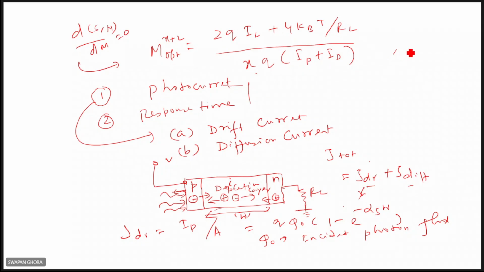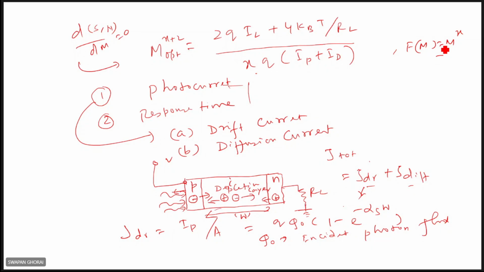Here x is the factor in FM. I told you about this M to the power x factor; its value is between 0 and 1. So this is the optimal value of M to get the maximum signal to noise ratio in the case of PIN and avalanche photodetectors.